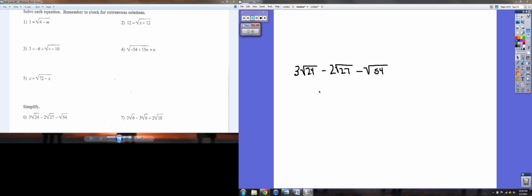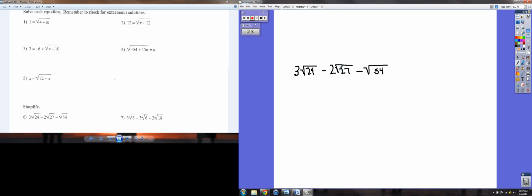Okay, this is the second half of your worksheet, and it says to simplify. One thing that you want to always remember is that you have to have like radicals in order to add or subtract. Like radicals mean, for instance, this is a radical 24 and this one is a radical 27. Are those the same? No.